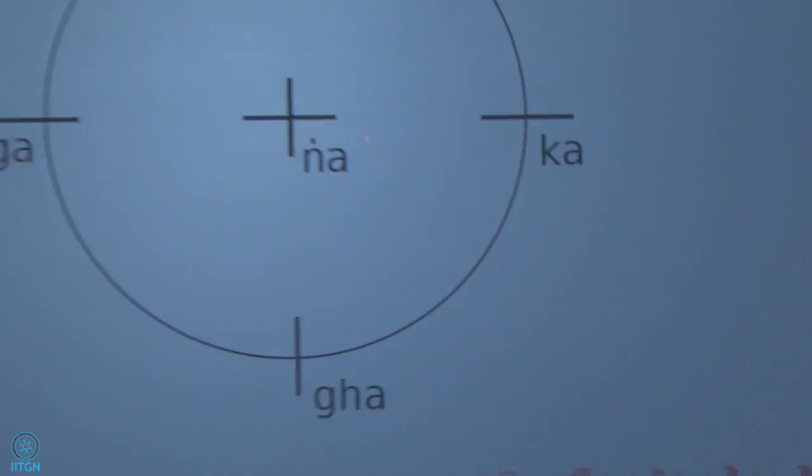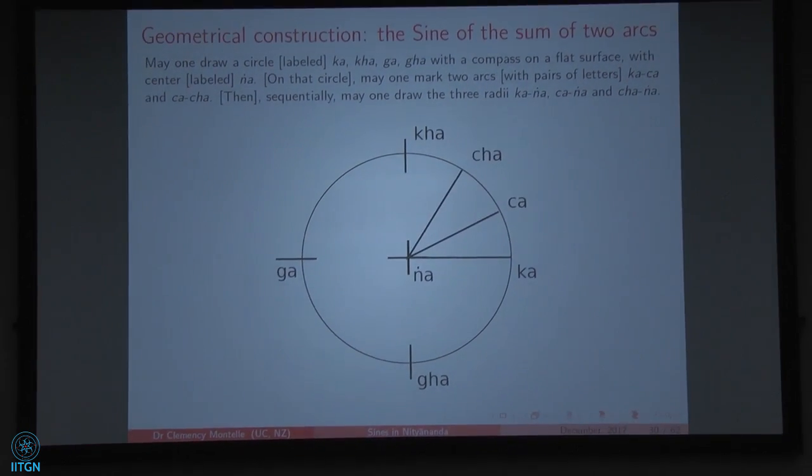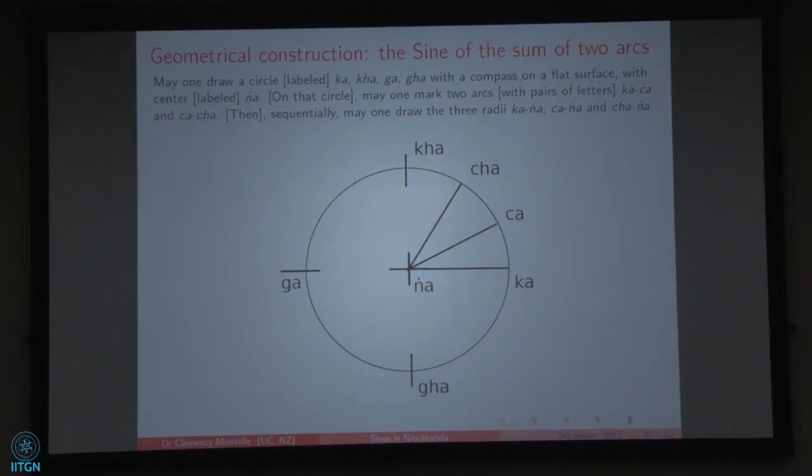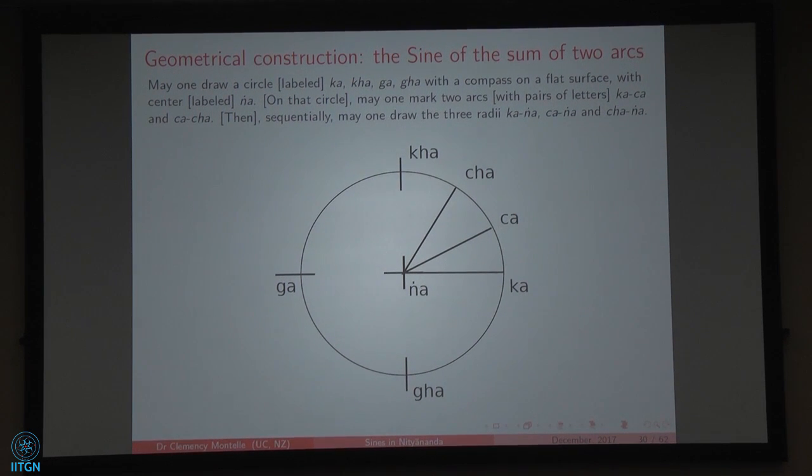And then we continue by drawing these. I've just got this up here in a diagram, and I've got rid of the Nagari now. So may one draw a circle, so let's go for it. We draw a circle, and we put on it ka, ga, and ga with a compass, and we label the center na. And he continues. Now we mark two arcs with pairs of letters. Okay, ka and cha.